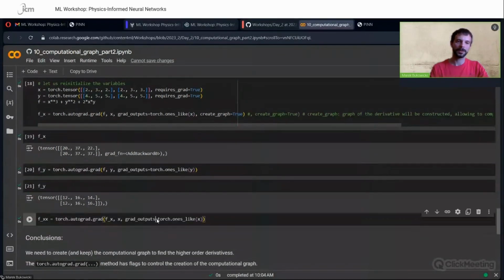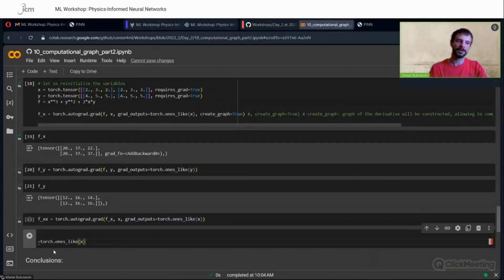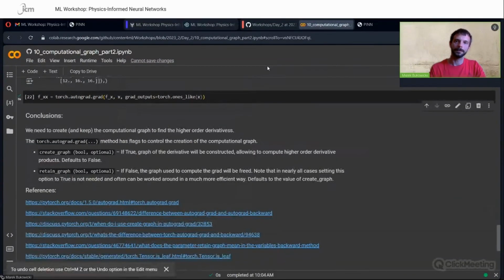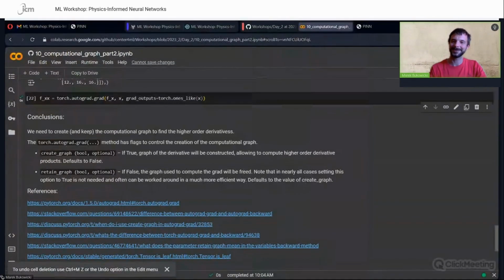Okay, maybe one last thing to show you. If you are not familiar, this is just an array of ones with the same shape as the input x. Okay, so just to be very quick, that's all. Do you have any questions now? Okay, so let's go to the other notebooks.